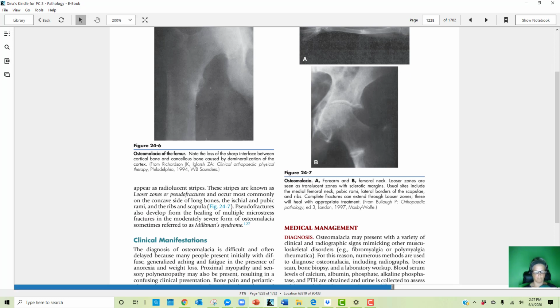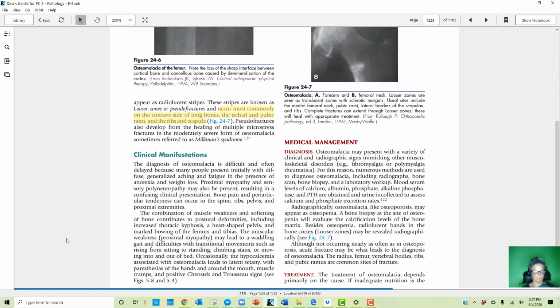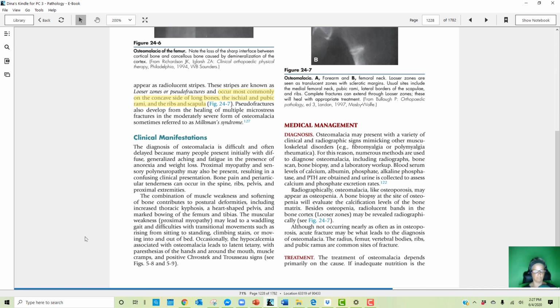Figure 24-7. Pseudofractures also develop from the healing of multiple microstress fractures in the moderately severe form of osteomalacia, sometimes referred to as milkman syndrome. Clinical manifestations. The diagnosis of osteomalacia is difficult and often delayed because many people present initially with diffuse, generalized aching and fatigue in the presence of anorexia and weight loss.